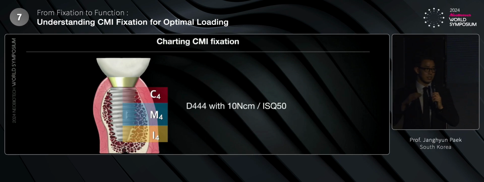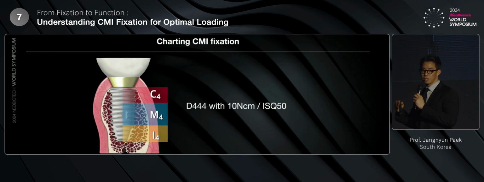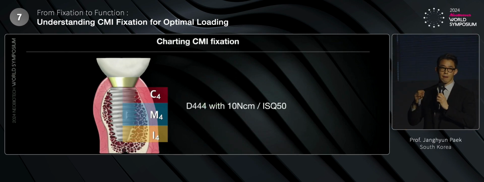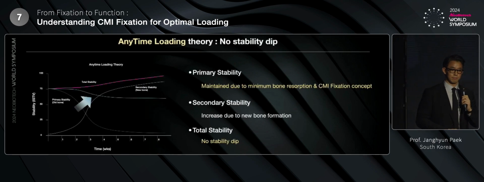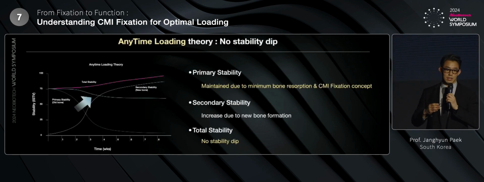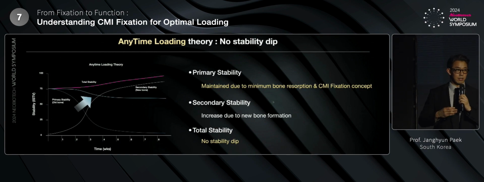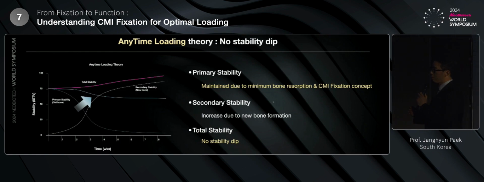So we can chart this, we can document this, because once we close the flap up, we cannot remember what the bone density was, and we cannot remember what the initial stability was. So not only do we have to write the numbers, but also the initial stability, with the ISQ value. Primary stability should be maintained, and if it is maintained properly due to minimum bone resorption and CMI fixation, we can go with immediate loading or anytime loading because we can keep and maintain the primary stability.